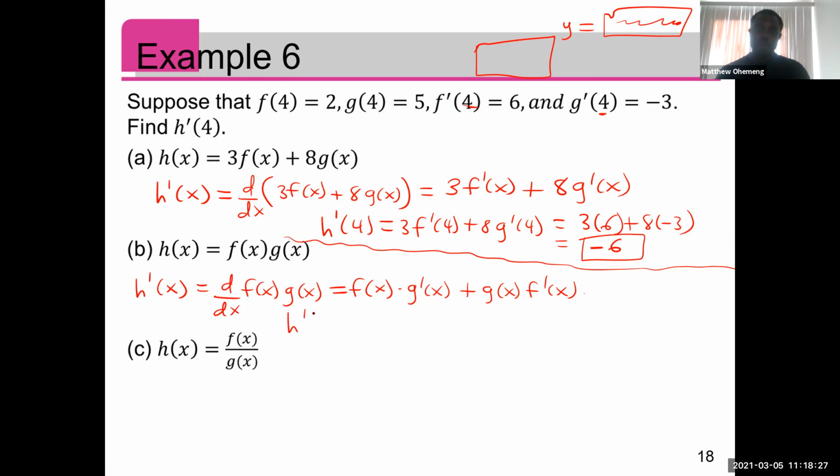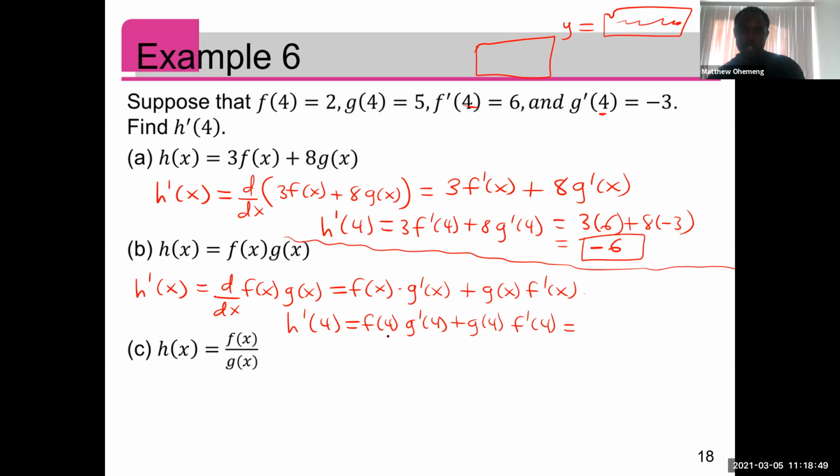If you want h prime of 4 for this case, then it's just going to be f of 4 times g prime of 4, plus g of 4 times f prime of 4. So what will this be? Wherever we see f of 4 and the rest, all those values have been given in the preamble. So let's just plug those in and see what we get.